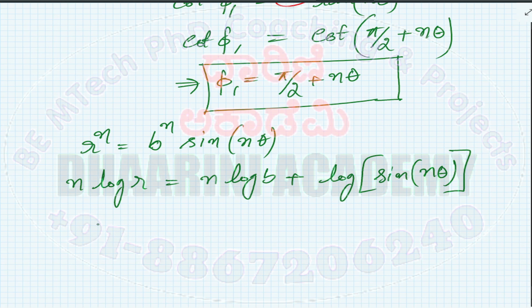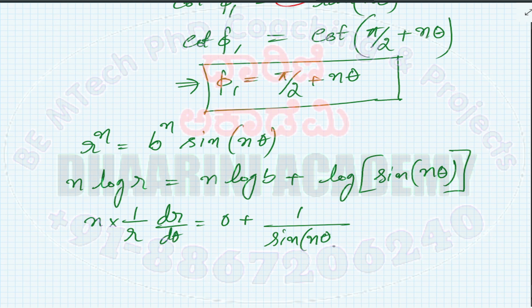All right, so now differentiating with respect to theta. Whenever we differentiate with respect to theta, we get this: n into 1 by r dr by d theta is equal to, this is differentiation 0, now plus log of anything is 1 divided by the same thing, so it is sine of n theta into differentiation of sine, which is n into cos of n theta, so n cancels.